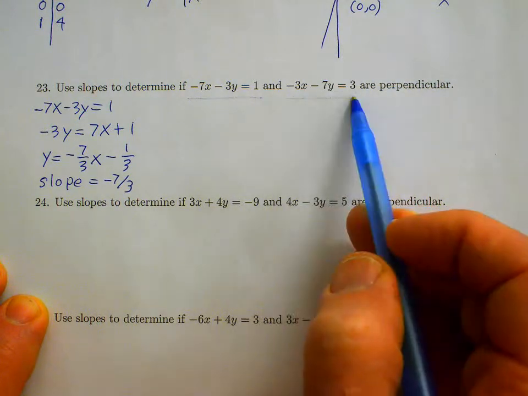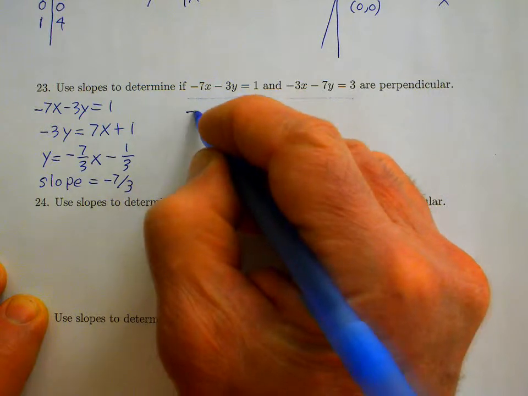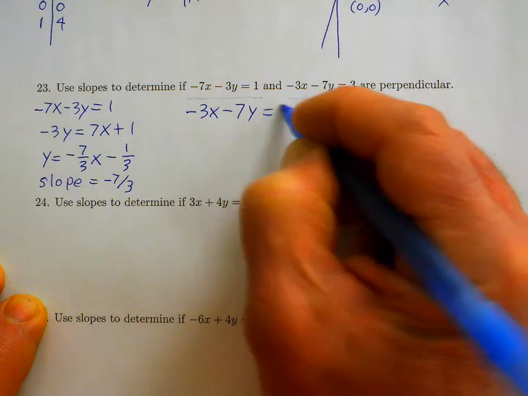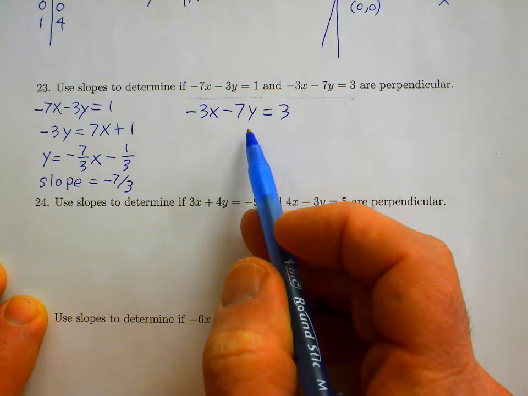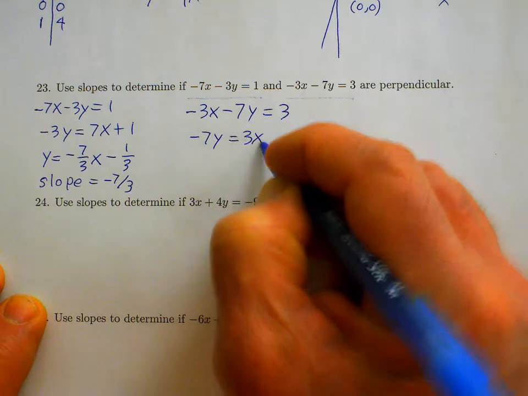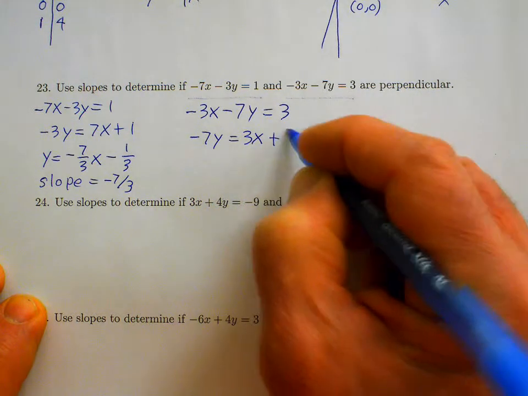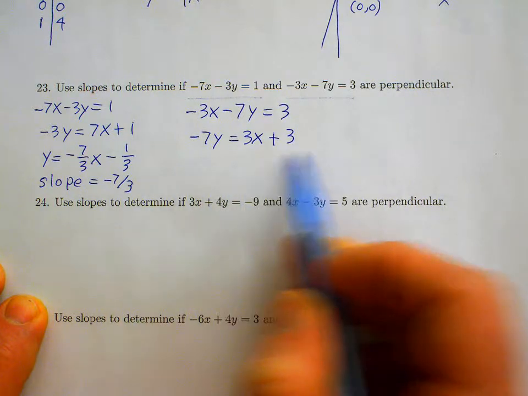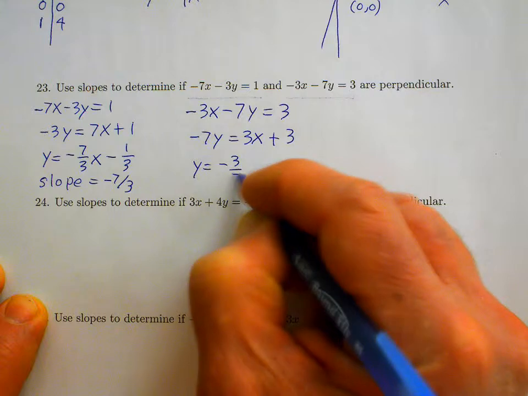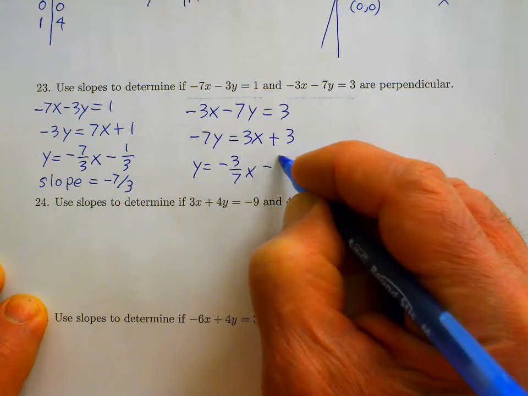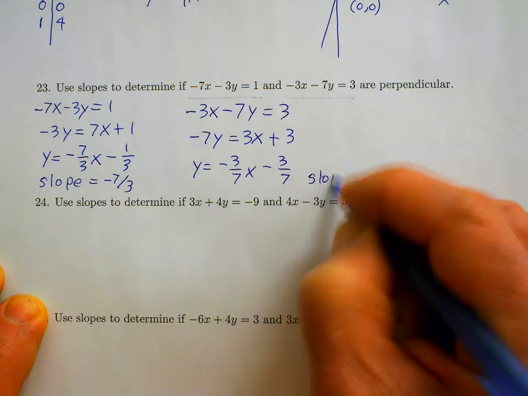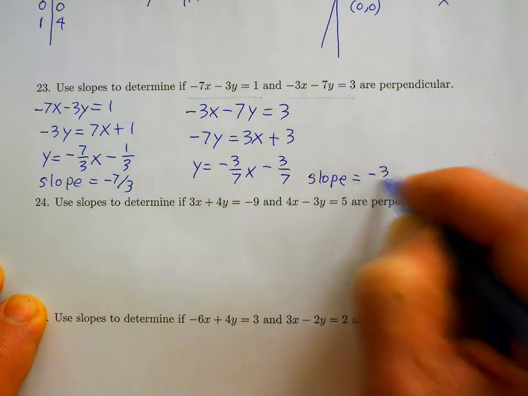Now we'll solve the other equation for y. I'll begin by writing negative 3x minus 7y equals 3. So add 3x to both sides, we get negative 7y equals 3x plus 3. Then divide every term on both sides by negative 7. We get y equals negative 3/7 x minus 3/7. The slope of this line is negative 3/7.